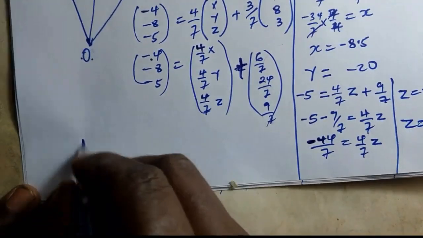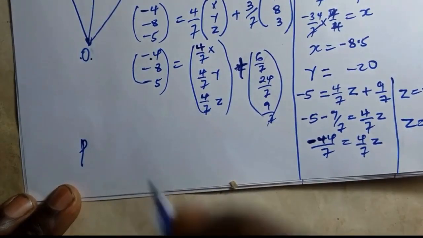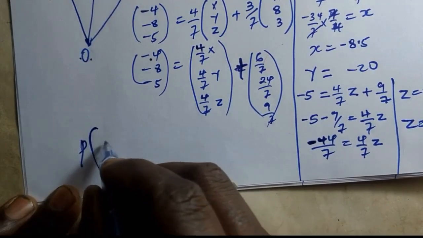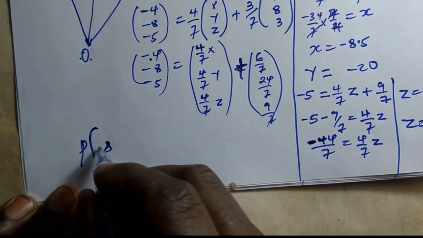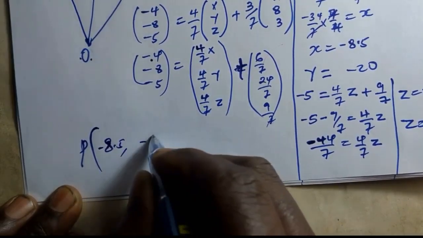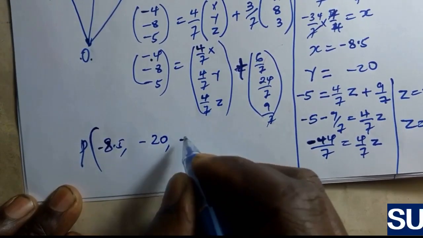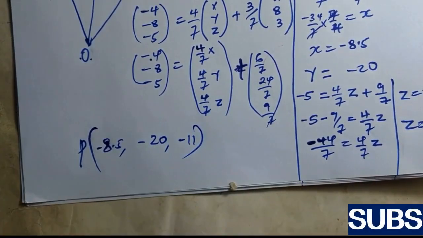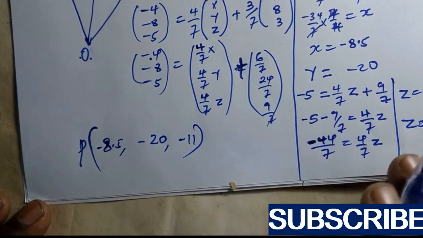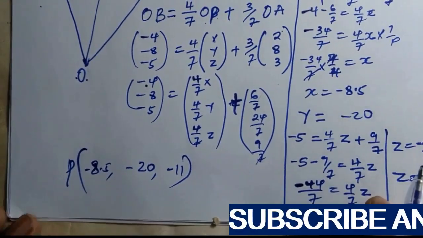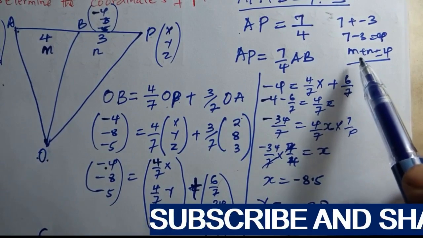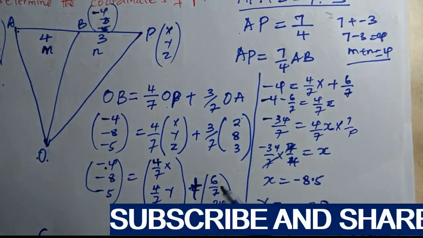So utapata kwamba p itakuwa ni minus 8.5, negative 20, negative 11. That is the coordinate of p. There is a way you can do it again direct. If you have understood hii venye nilikuwa na explain hapa, it is even more direct than this one.